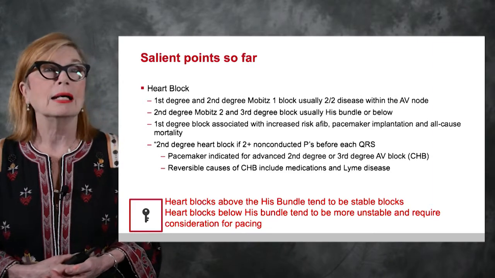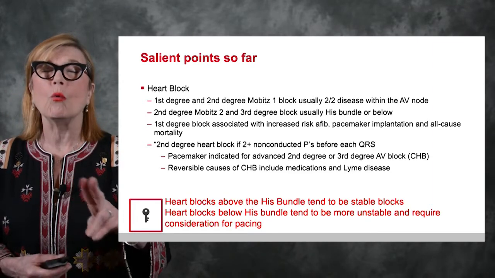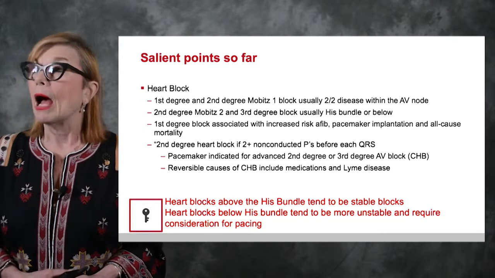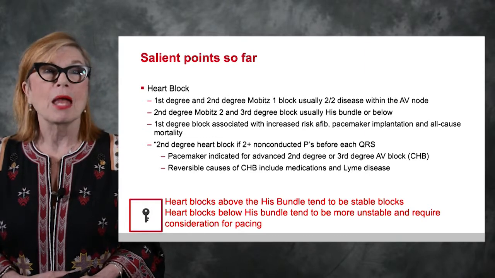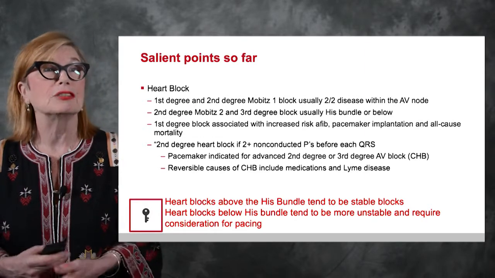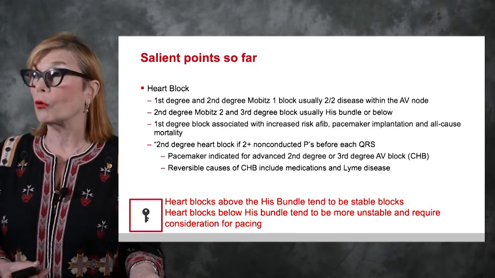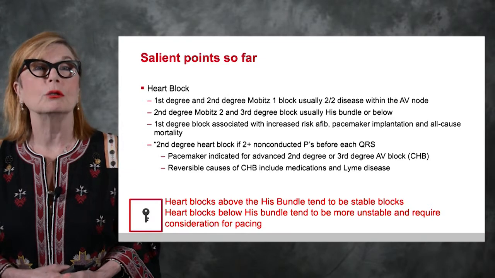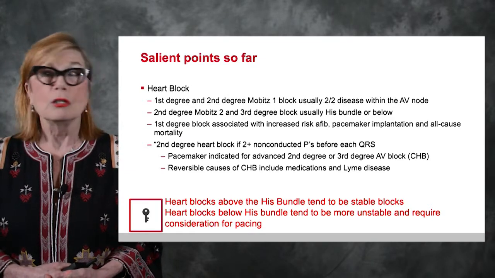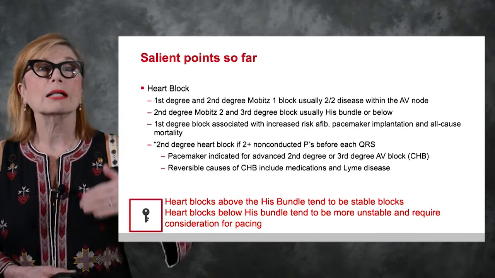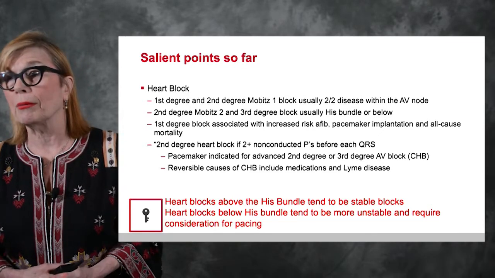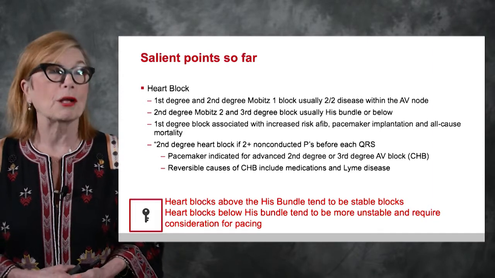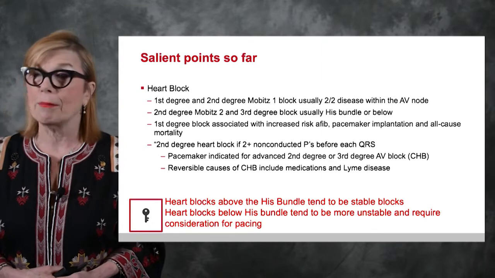Second degree heart block, if it is noticed with 2 or more non-conducted PACs before each QRS, is actually a sign for pacemaker. A pacemaker is indicated by the presence of second degree or third degree AV block, which of course third degree is complete heart block, and reversible causes of complete heart block include medications and Lyme disease. So key points to remember. Heart blocks above the His bundle tend to be more stable. Heart blocks below the His bundle tend to be more unstable and will frequently require consideration for pacemakers.